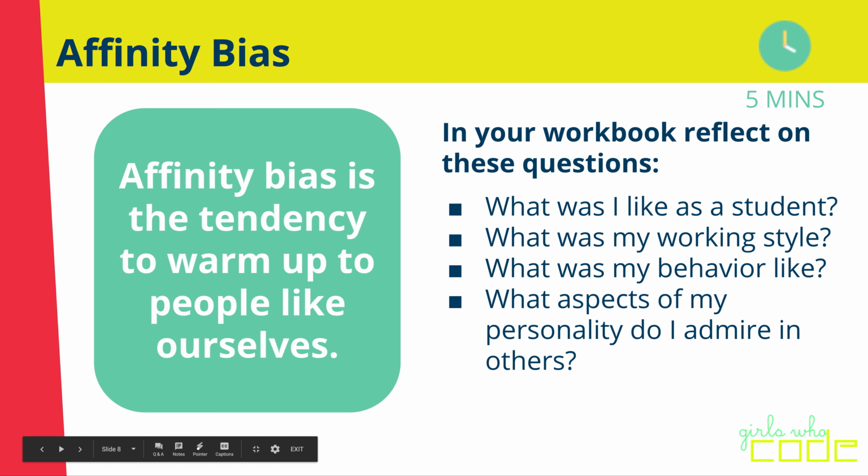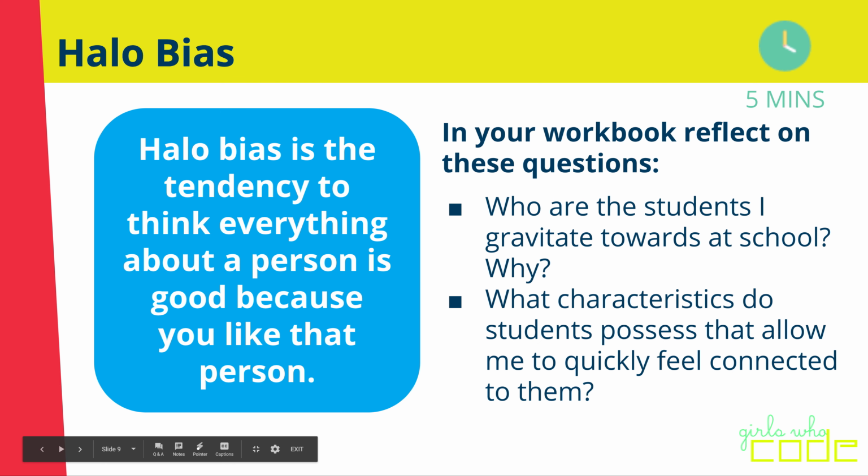Keeping this in mind, we're going to talk about another type of bias, the halo bias. Halo bias is the tendency to think everything about a person is good because you like that person.